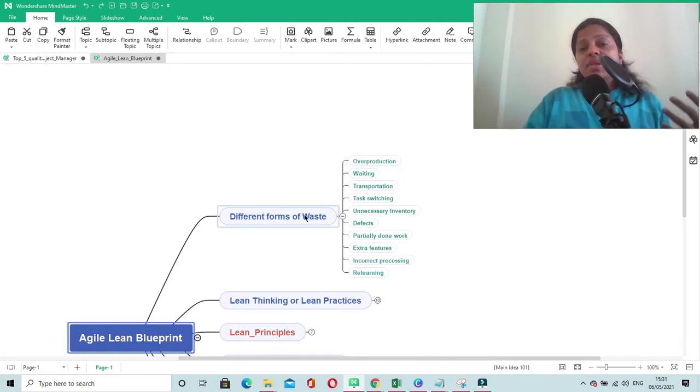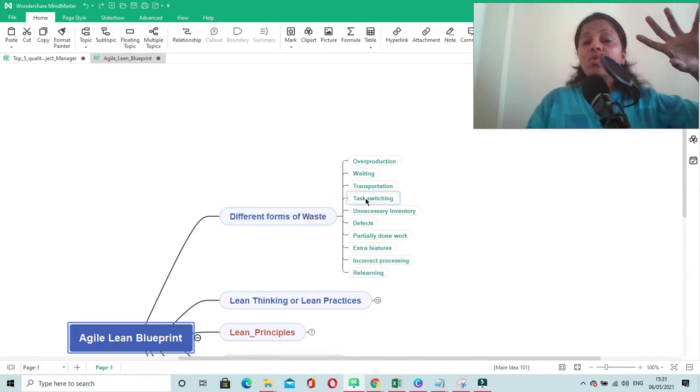Because that is going to consume your time, your effort, and it is going to consume cost as well from a project perspective. So we have to think of reducing such waste. So one form of waste is overproduction.